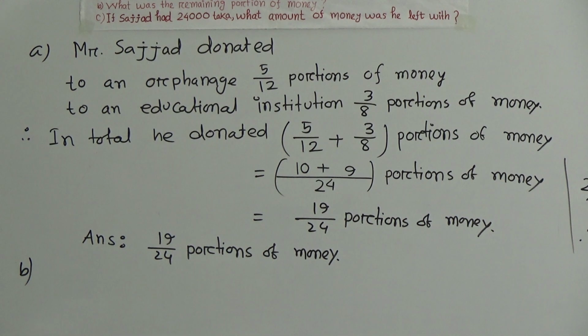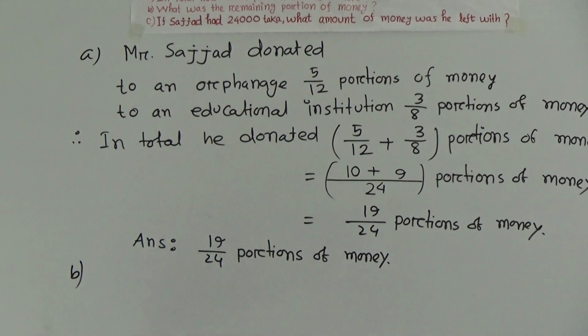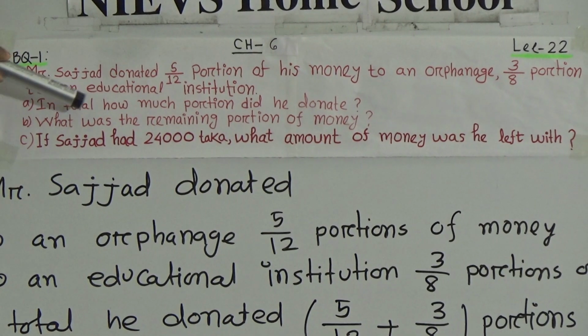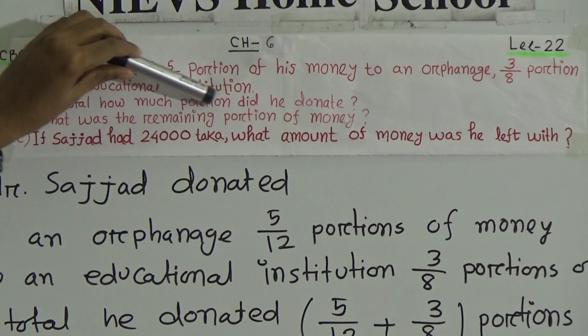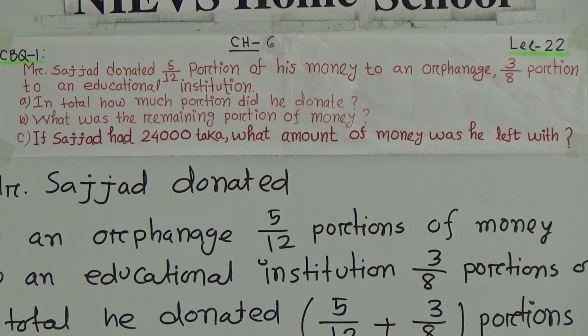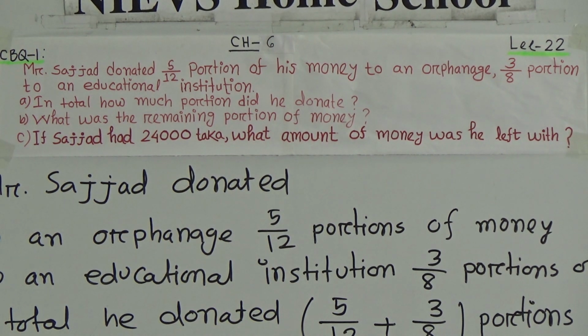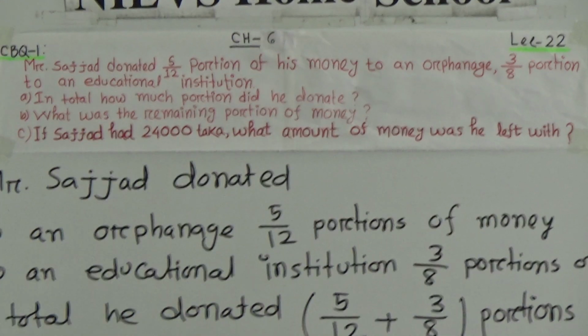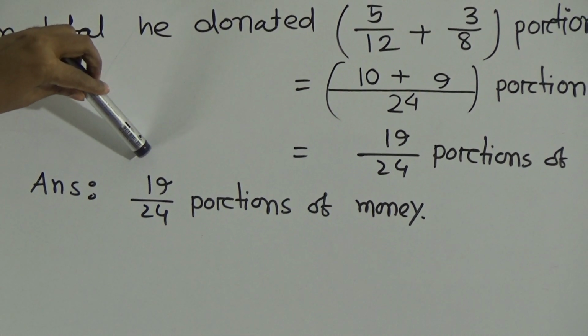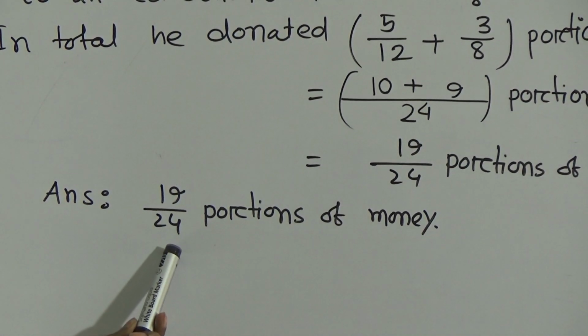Now I will solve B number question. Okay, now you see the B number question. What was the remaining portion of money? You have to determine what was the remaining portion of money. That means in total he donated 19 by 24 portions of money. And you see this is the proper fraction because the numerator is smaller and the denominator is greater.